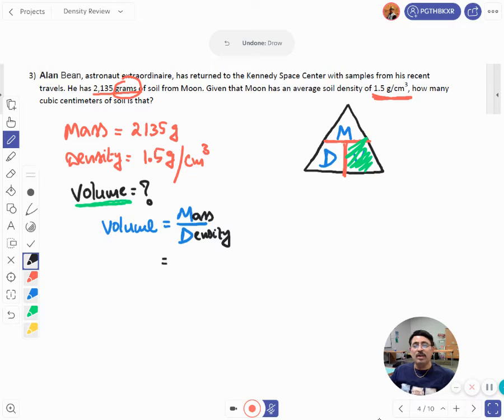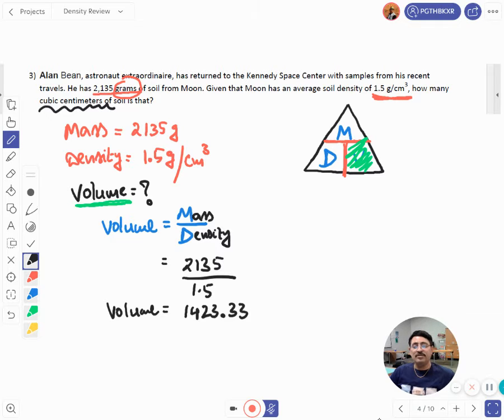So let me quickly plug in those values. 2135 over density, which is 1.5. Then take your calculator and punch it in: 2135 divided by 1.5, that is 1423. After the decimal, I am taking 2 digits. So this is the volume. And the question asks how many cubic centimeters? Therefore, this many cubic centimeters.